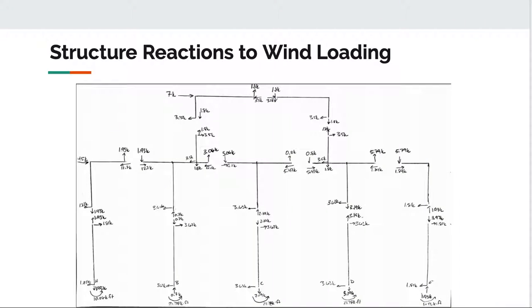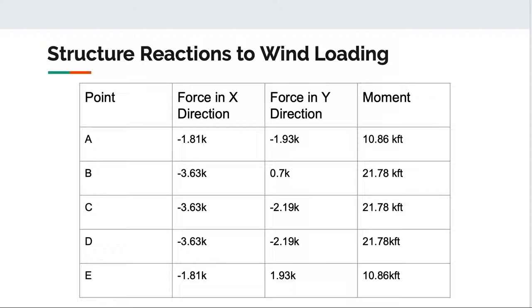analyzed. This pictures the wind loadings on the structure using the portal method in order to find all of the shearing in the X and Y direction as well as the moment underneath of each of the columns. And then this table here sums everything up into one nice table. As you can see, each point has a force in the X and Y direction as well as a moment.